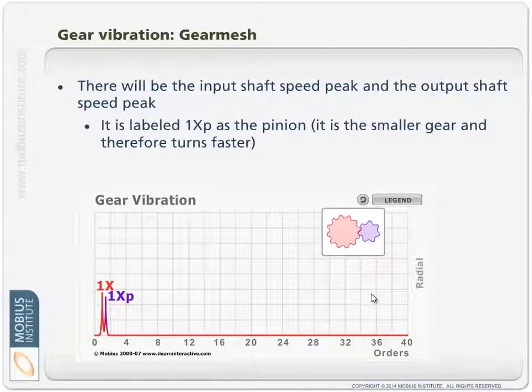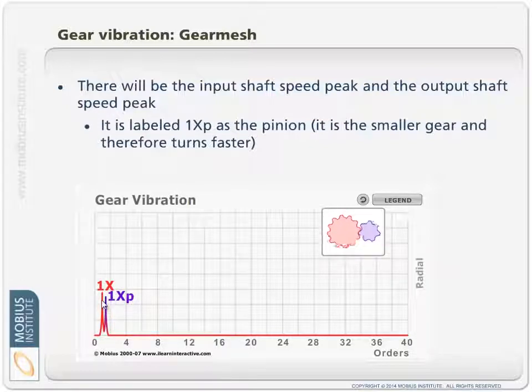So we expect, when we start looking at vibration analysis and we consider the spectrum, there to be some vibration at the turning speed of, let's just say, one shaft. And we've identified another peak here, which is the turning speed of the other shaft. Now I've called that 1xp pinion. By definition, the pinion is the smaller gear, and therefore that turns faster. So for the sake of this little graph that we're going to build up over the next few slides, I've just made it a slightly higher speed than the input speed. Now it could be the output speed.